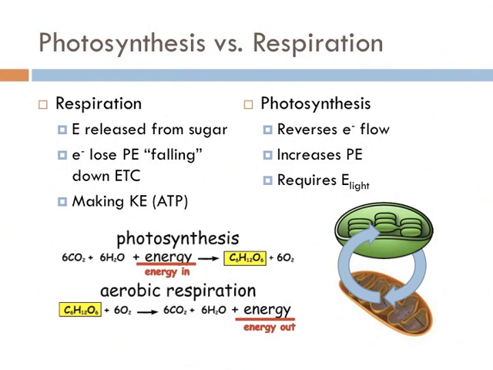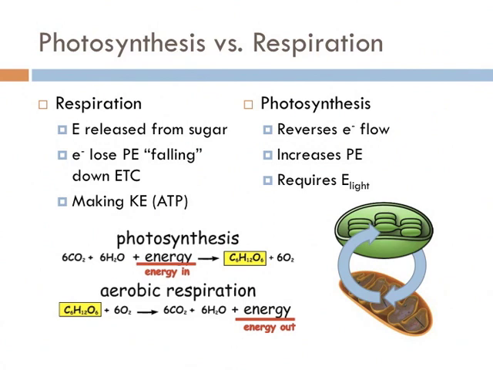Recall that in respiration, energy is generated by breaking down a sugar molecule. The kinetic energy is released from the sugar molecule as electrons fall down in the electron transport chain. This falling of electrons creates kinetic energy from chemical energy in sugar molecules. Well, where do those sugar molecules come from? You guessed it, photosynthesis. Chemically, photosynthesis is exactly the reverse of cellular respiration.